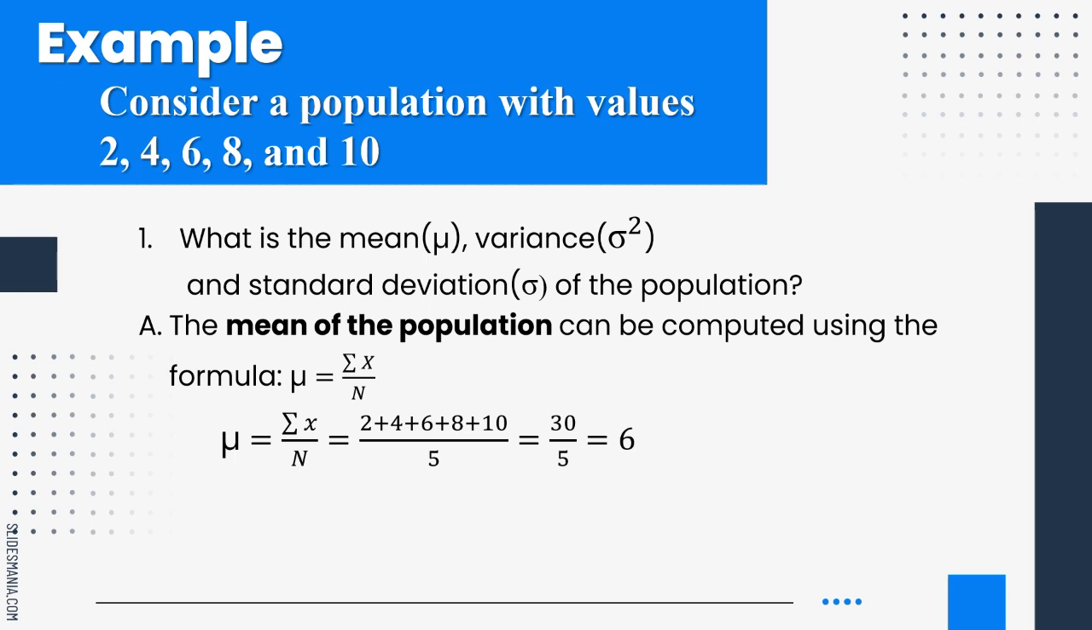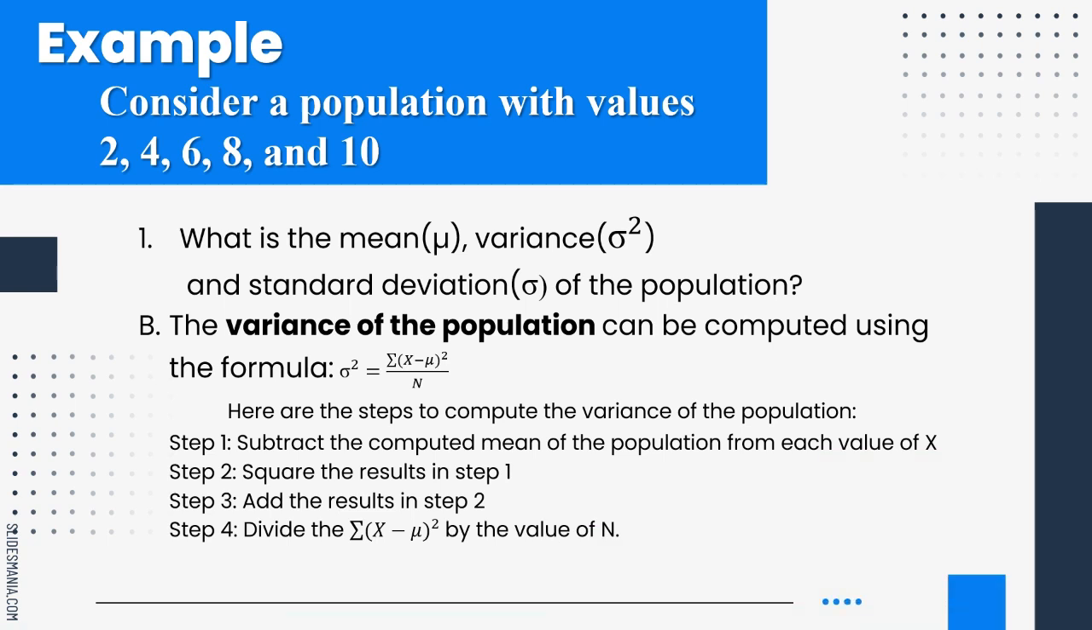We have the solution. Mu is equal to summation of x all over the number of data, that is equal to 2 plus 4 plus 6 plus 8 plus 10 divided by 5, and that is equal to 30 divided by 5, which is equal to 6. Therefore, our mean is 6.